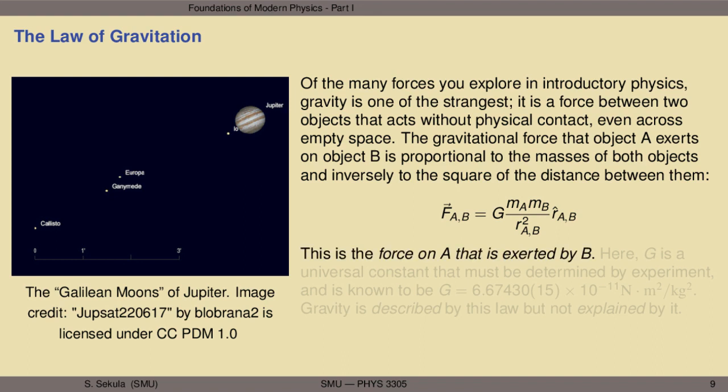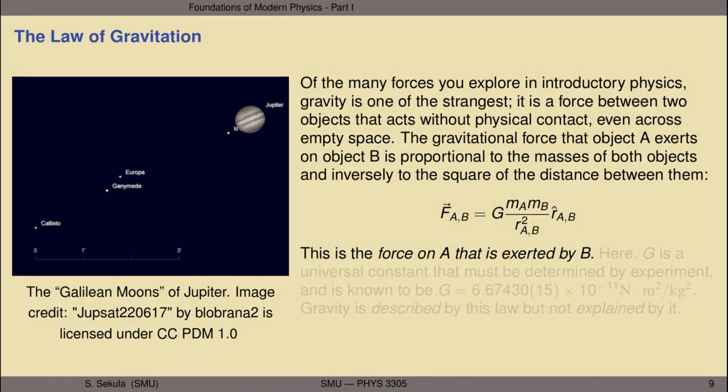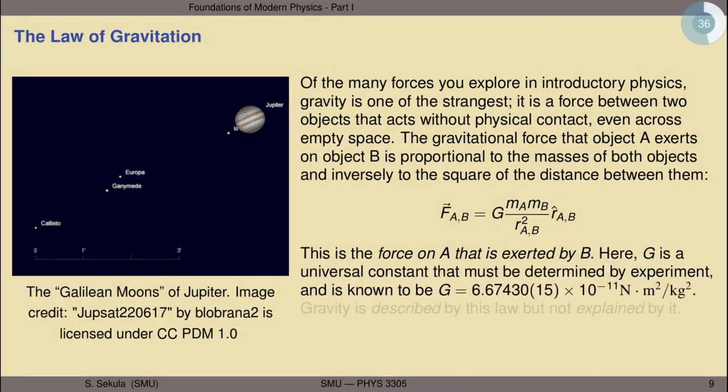Now, again, this is the force that A experiences exerted by B. Now, G is this universal constant of proportionality. It must be determined by experimental methods, and it's currently known to be about 6.67 times 10 to the negative 11 Newton meters squared per kilogram squared. Not a very big number.